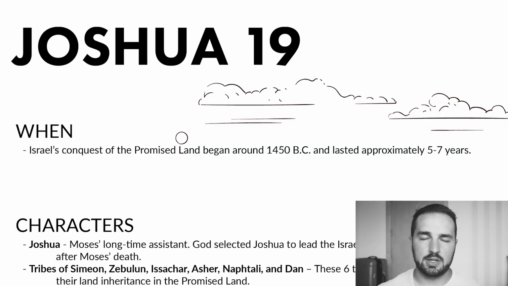Okay, Joshua 19. When did the events of Joshua 19 take place on the world timeline? Well, we've been talking about the Israelites going into the Promised Land and conquering it, and that occurred around 1450 BC, and it lasted anywhere between 5 to 7 years.